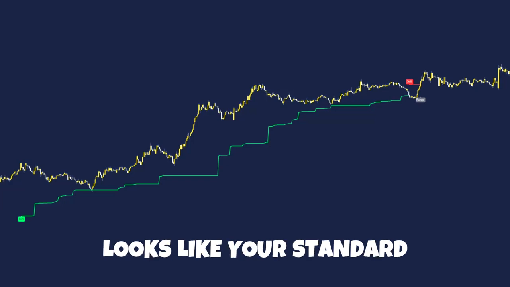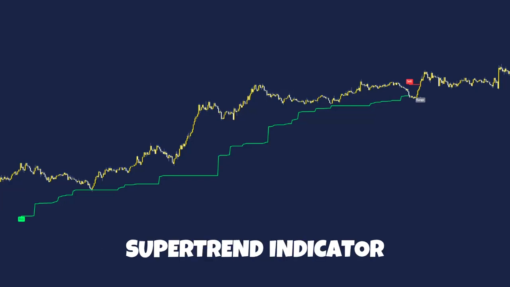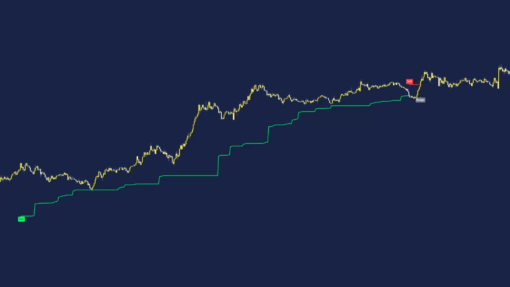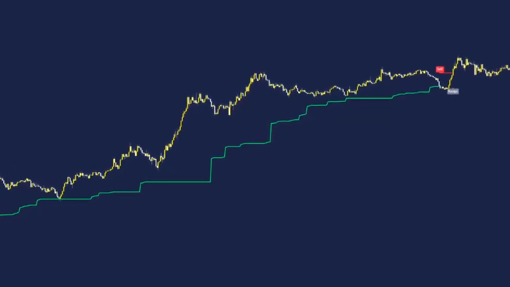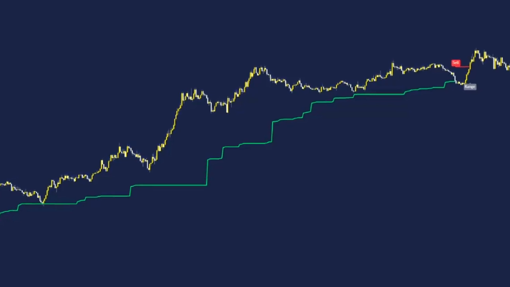Now this indicator looks like your standard super trend indicator that everybody knows and loves. But there are a couple of awesome settings for this, and it also has a very clever secret to help keep you out of the ranging markets.